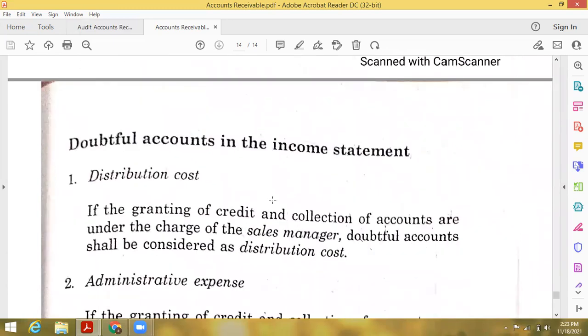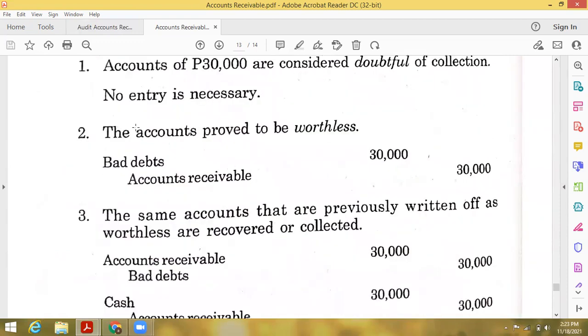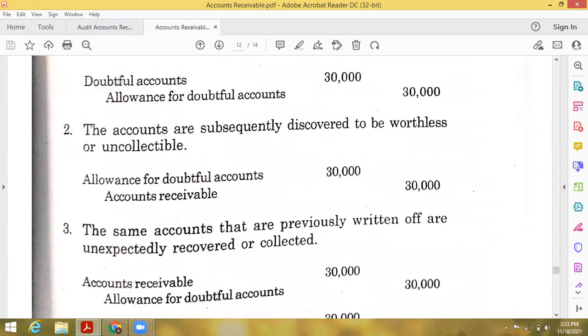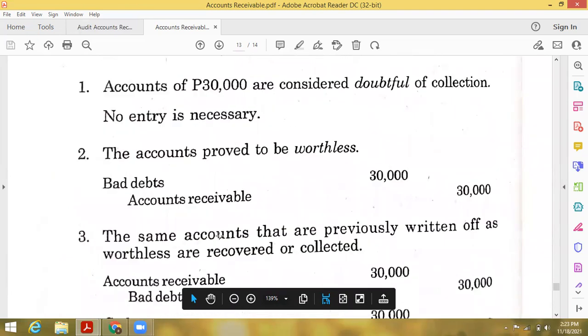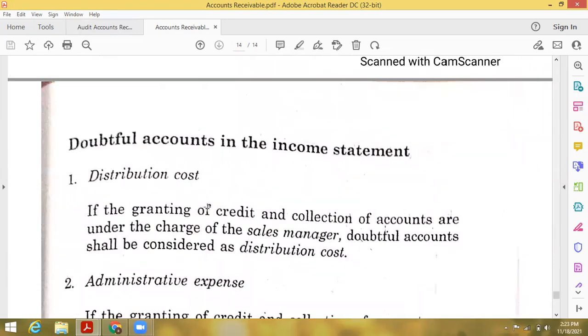So, how are we going to present yung mga allowances na yan? Sa income statement, yung doubtful account, sabi ko kanina sa inyo, ano siya? Expense siya, diba? So, let's check. Here, distribution costs, if the granting of credit and collection accounts are under the charge of sales manager, doubtful account shall be considered as distribution costs.